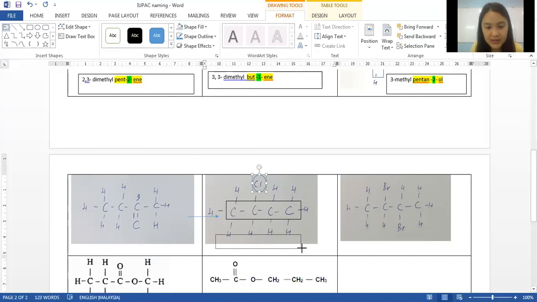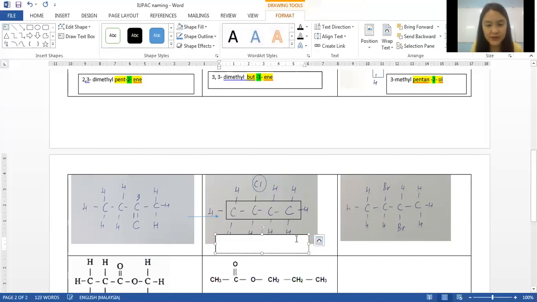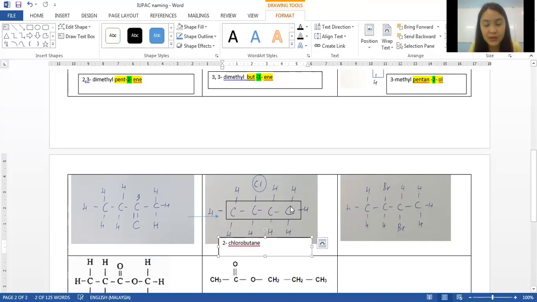So how do I name it? As usual, start with the position of your special group. Over here, my special group is chlorine, located at position 2. The name of this special group is chloro group. Then in your longest chain, I have 4 carbon, all bonded by single bonds, so we call it butane. That's the name of this molecule.